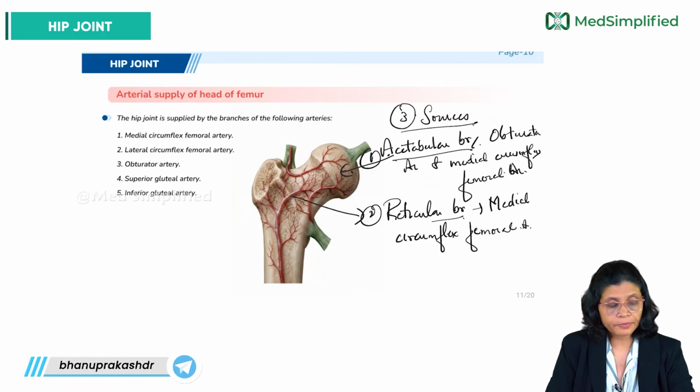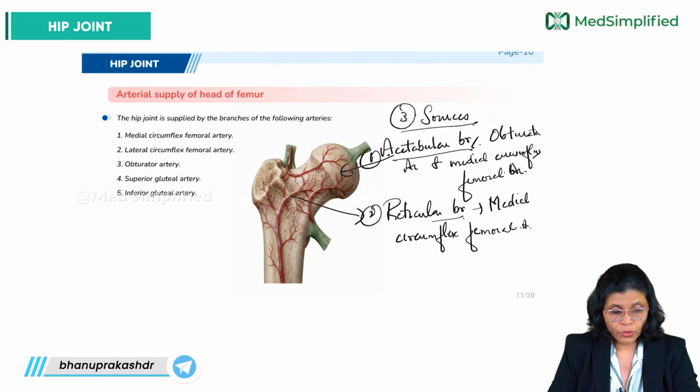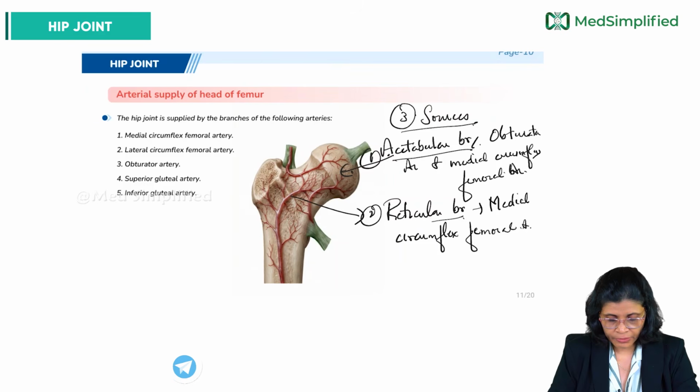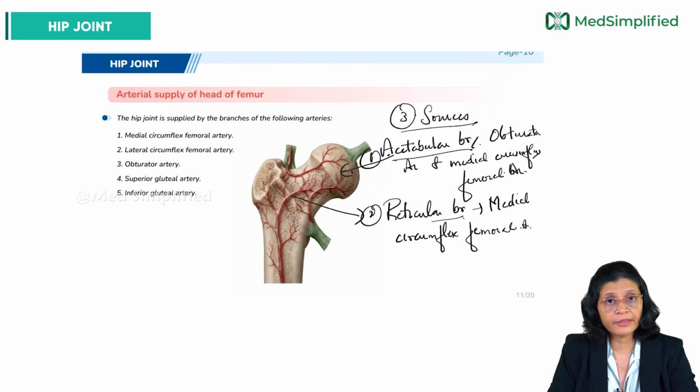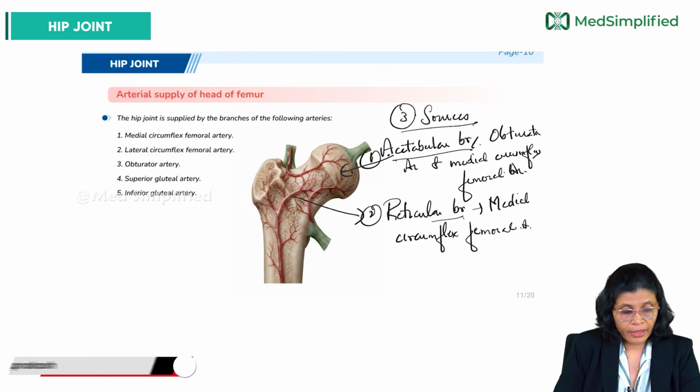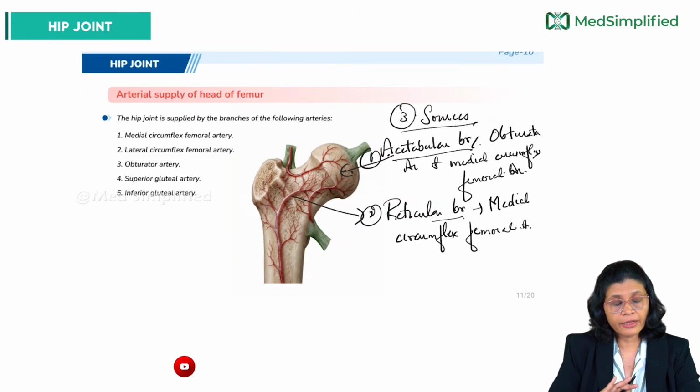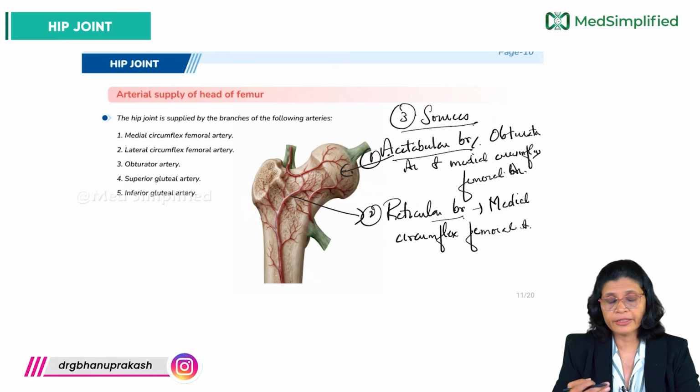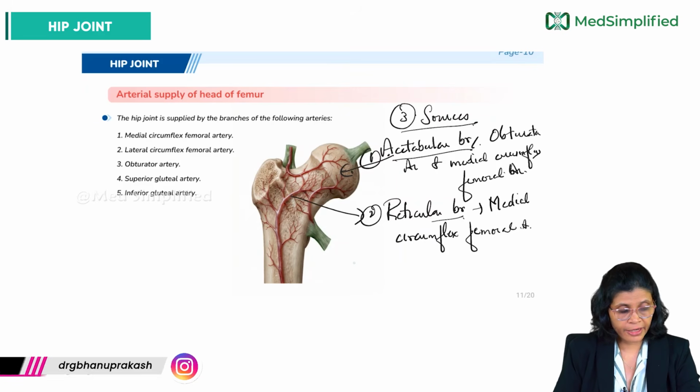These reticular vessels are the main source, which arise from the medial circumflex. The medial circumflex will be around here. From this the reticular branches arise and form the main source of supply, which run along the neck of the femur through the retinaculum of the capsule. The retinaculum of the capsule is the longitudinal fibers of the capsule. We have the circular layer and the longitudinal layer. The circular layer we call the zona orbicularis, whereas the longitudinal layer we call the retinaculum.